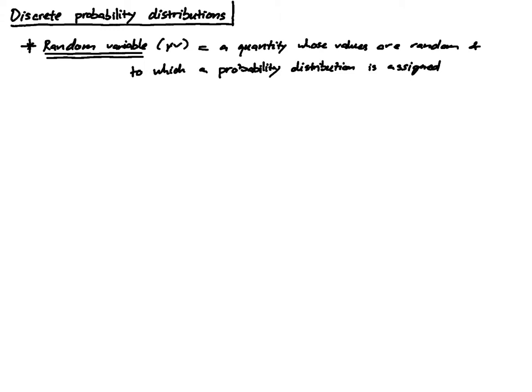Now there are two things that are important in this definition. First, we have random, and second, we have the term probability distribution. Let's talk about randomness first.